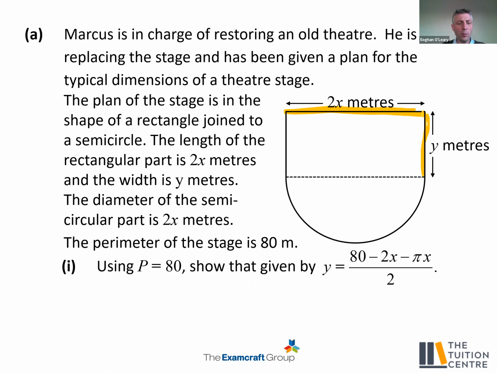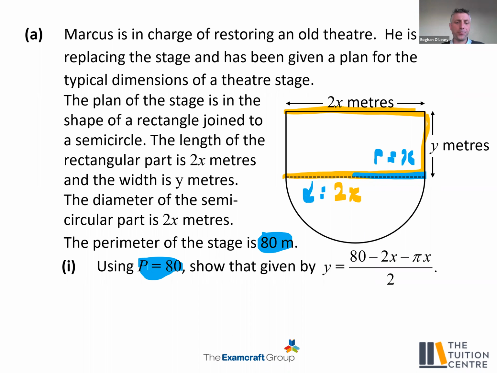The diameter of the semicircle part is 2x meters. So this is our diameter, which is 2x. And of course, that means our radius will be 1x. Okay, so the diameter equals 2x, the radius is equal to 1x. The perimeter of the stage is 80 meters.